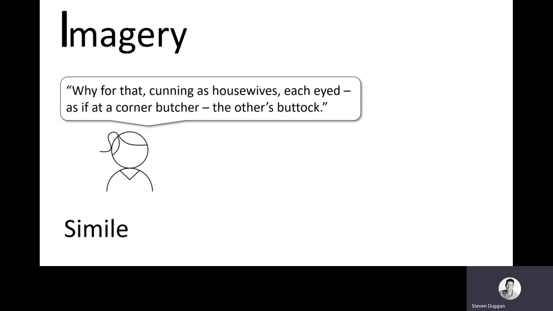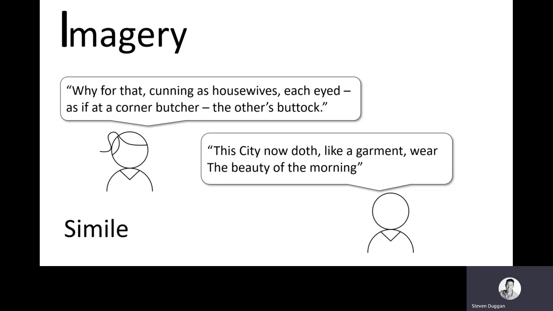But what we also have here are two examples of simile. There's cunning as housewives, the first one, but also as if at a corner butcher. Here again, another example, this from Wordsworth's Composed upon Westminster Bridge. The city now doth, like a garment, wear the beauty of the morning. That comparison, very effective, very deliberate.